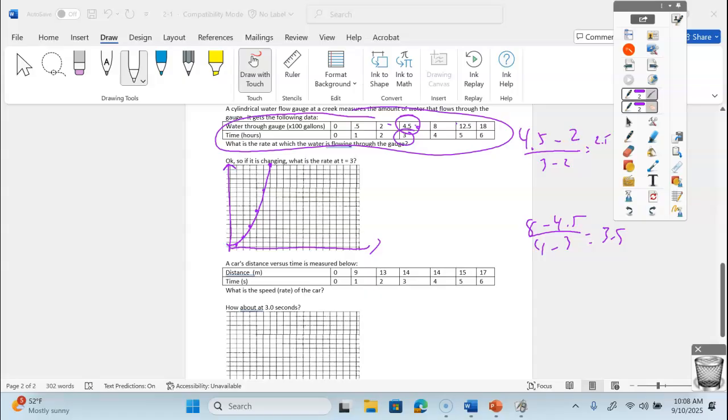This isn't a line, which means the slope is doing what? It's changing. The slope is changing. If the slope is changing, that leads to a really big headache, doesn't it? Because we don't know how to find the slope of a changing line. We don't.